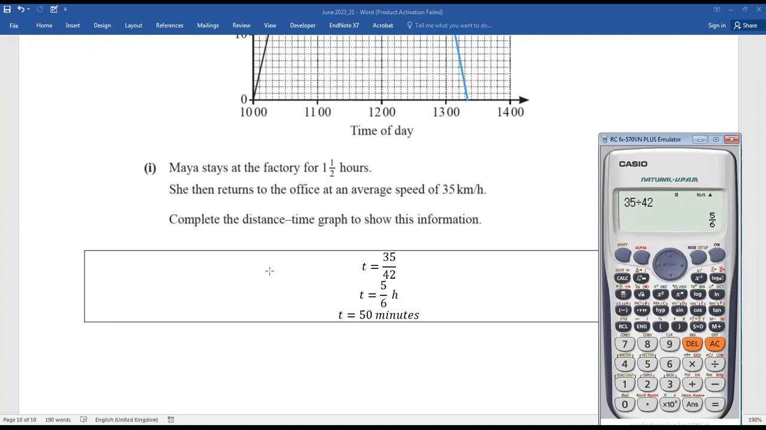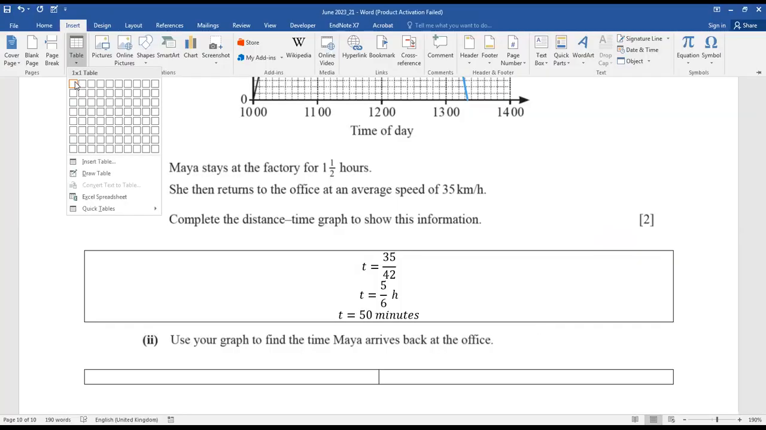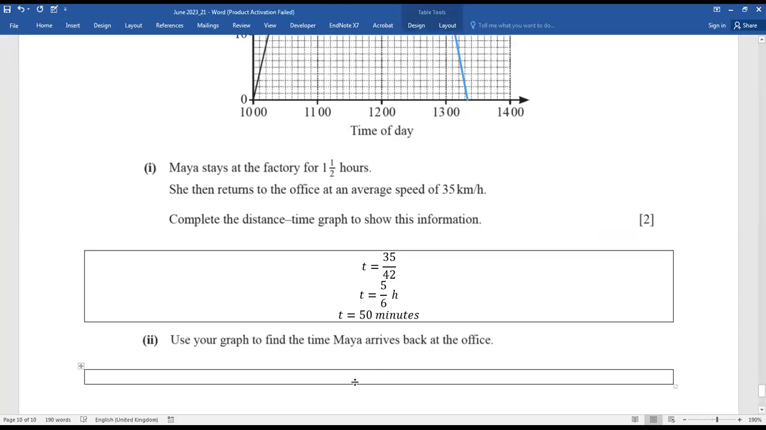Use your graph to find the time Maya arrives back at the office. So again, she reached there at 11. She stayed there for 1 hour and 50 minutes. Oh, sorry, 1 hour 30 minutes, and then 50 minutes after that. 2 hours and 20 minutes. So 13:20 is her time for return.